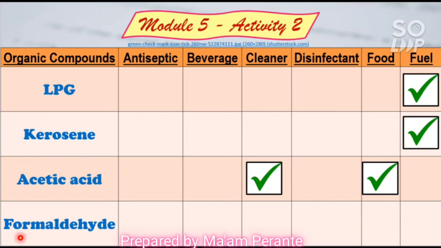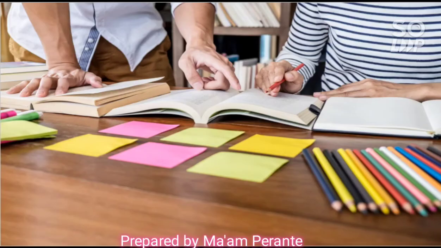Formaldehyde or formalin, it is used to treat human cadavers or dead bodies to disinfect the bacteria and viruses. Okay? So disinfectant is the use of formalin or formaldehyde. So this is the way you're gonna answer your activity 2 module number 5.